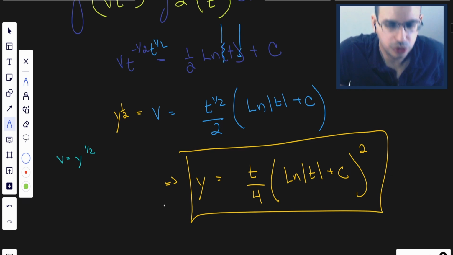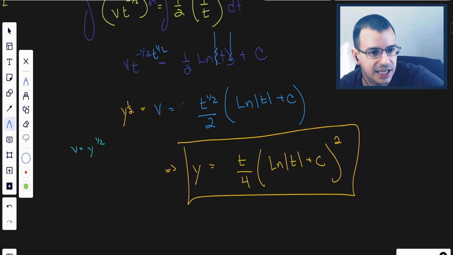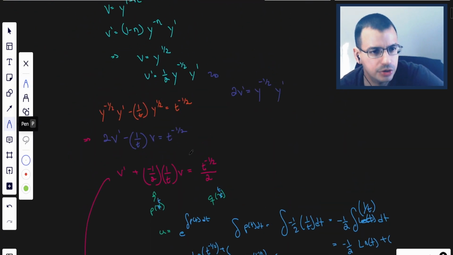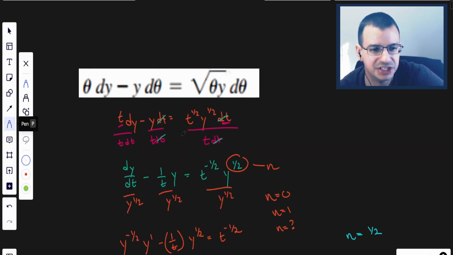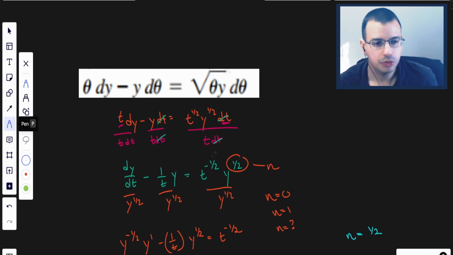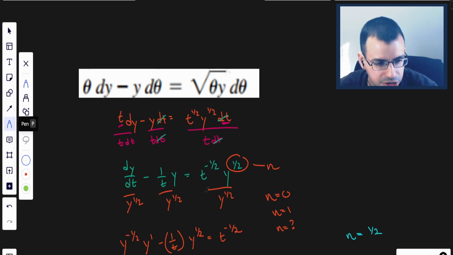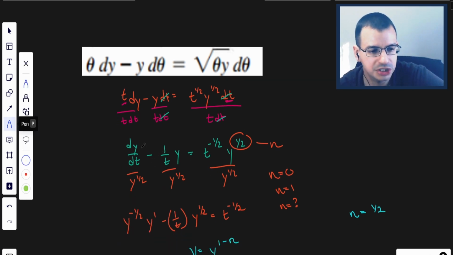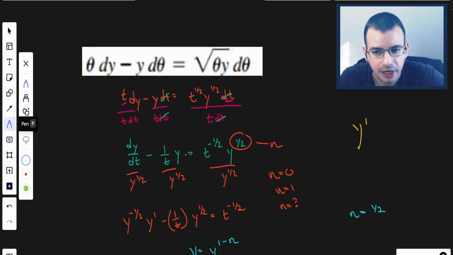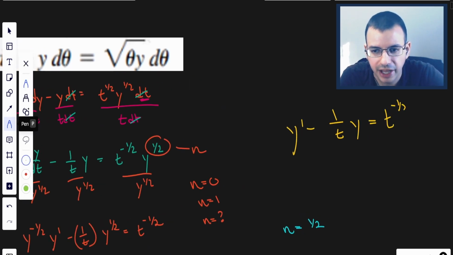So craziness ensued, I know. Let's recap and look at what we did to get to this final point of insanity. We were given an equation in terms of theta, which I rewrote as t because I think it's easier. We were able to get it in terms of dy/dt, which is just y prime, minus 1 over t times y, equals t to the negative 1/2 times y to the 1/2.